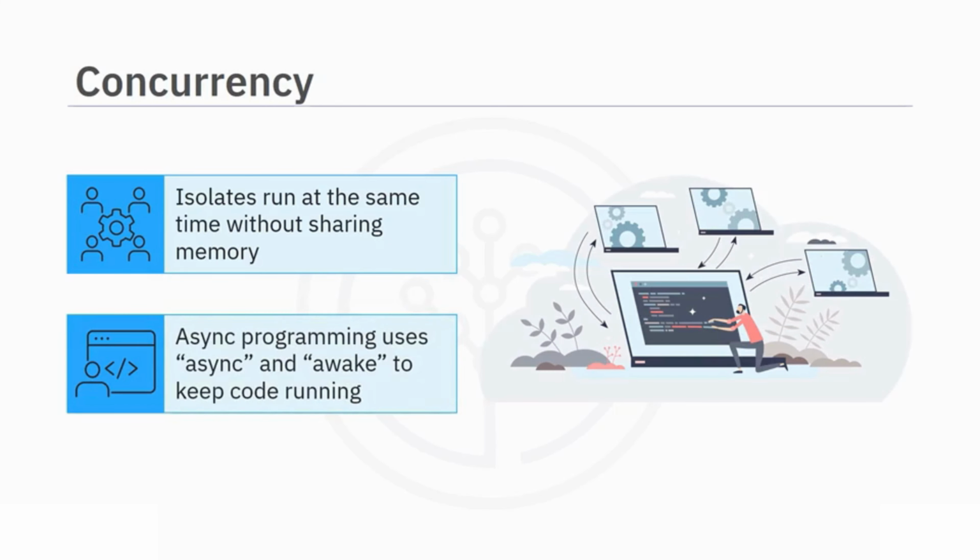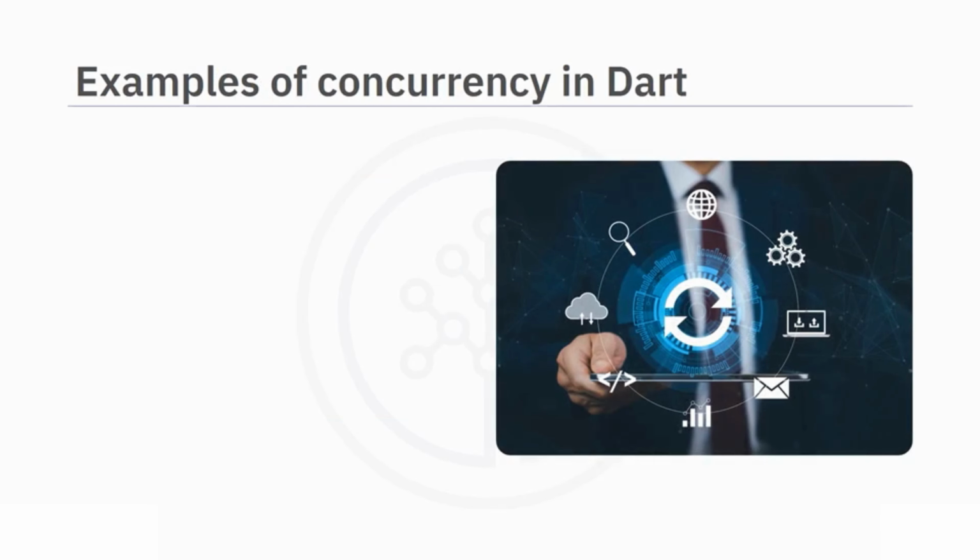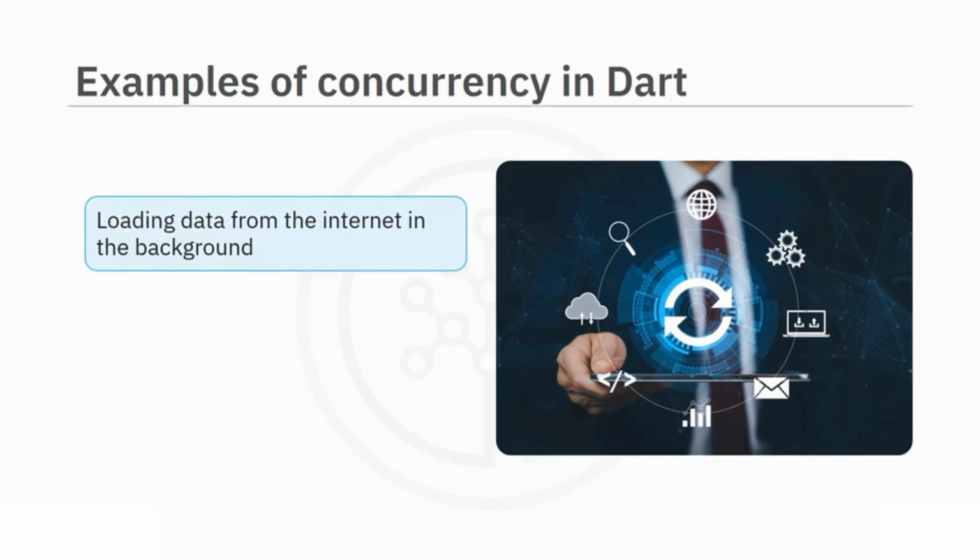Async programming works by using async and await. These keywords help you write code that does not stop running while waiting for something else to finish, such as loading data from the internet. One example of concurrency in Dart includes loading data from the internet.